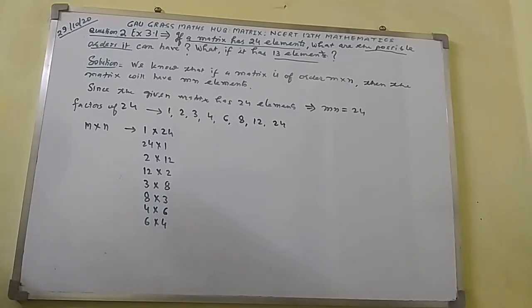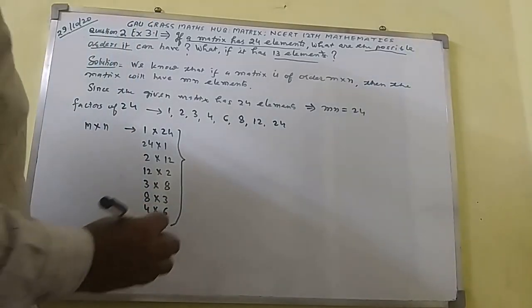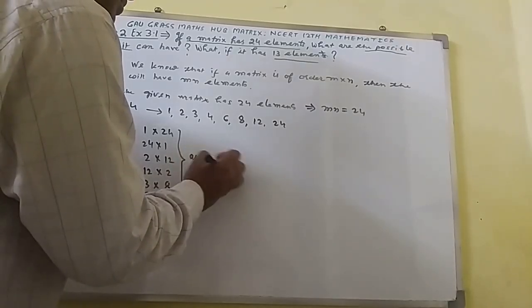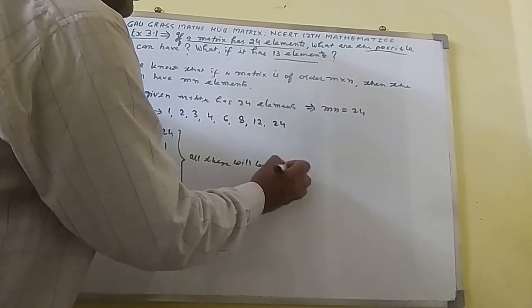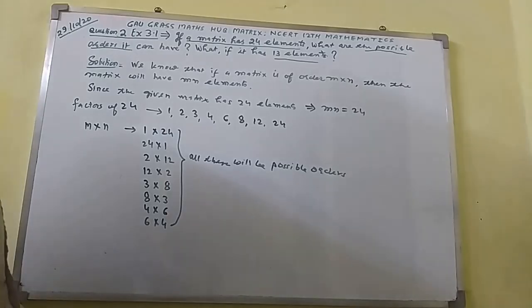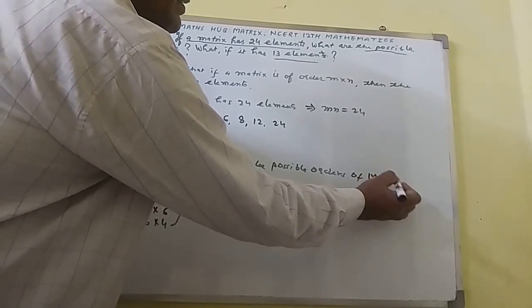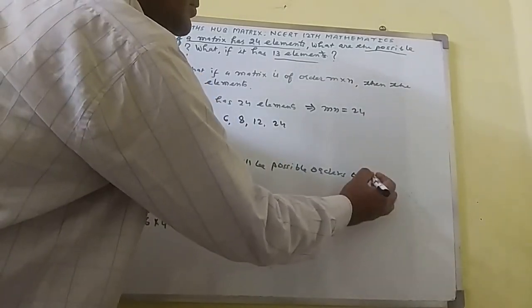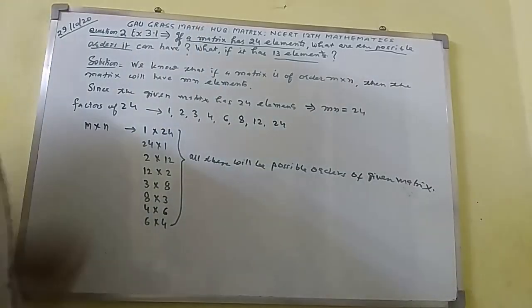So these are the possible orders. All of these will be the possible orders of the given matrix. Now we have got this one.